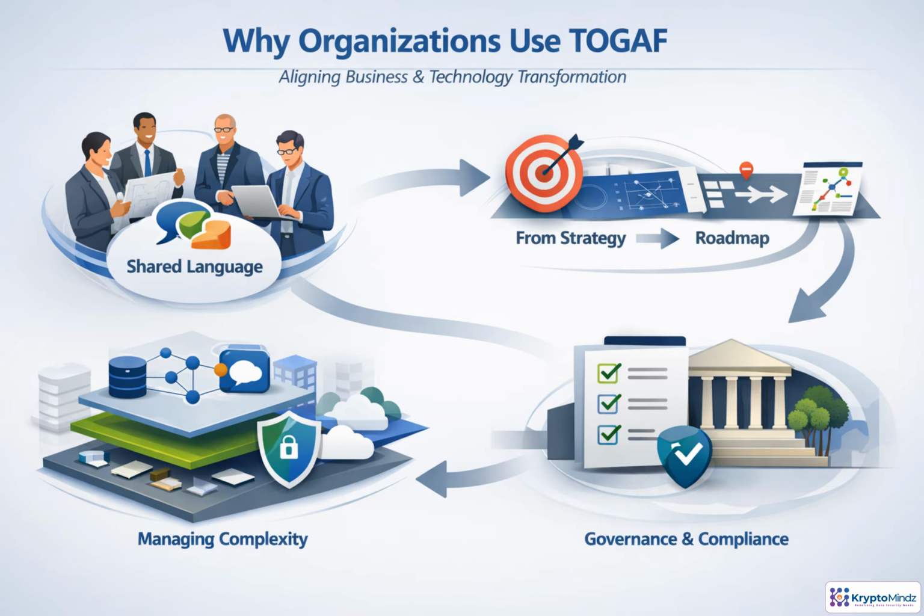Organizations use TOGAF because enterprise change can easily become fragmented. Different teams may define goals, systems, risks, and priorities in different ways. TOGAF provides a common language and a repeatable path from strategy to roadmap. It connects business outcomes to architecture decisions, solution designs, and implementation plans, so choices are traceable instead of ad hoc. It also helps teams manage complexity across data, applications, infrastructure, security, and cloud. Governance provides the checkpoints, making sure decisions are reviewed, justified, and aligned with enterprise priorities.